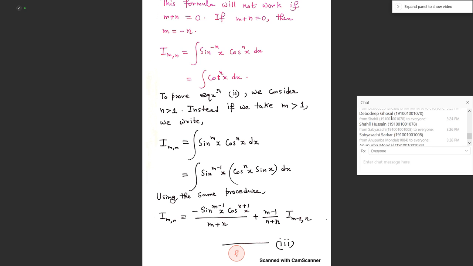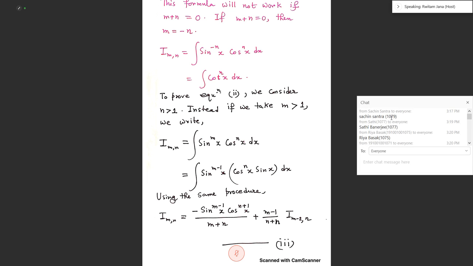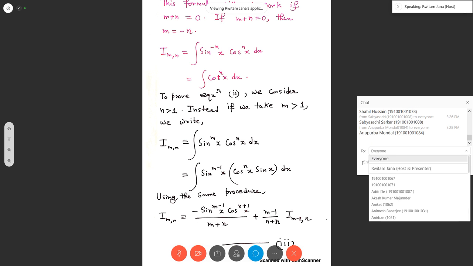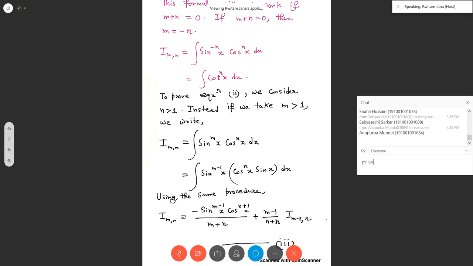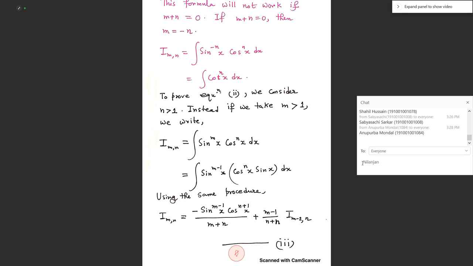Oh, okay. So is it clear up to this part of Imn, if m equals minus n? This part is clear. Everybody, just tell me, and if you have any questions, then you can ask me.